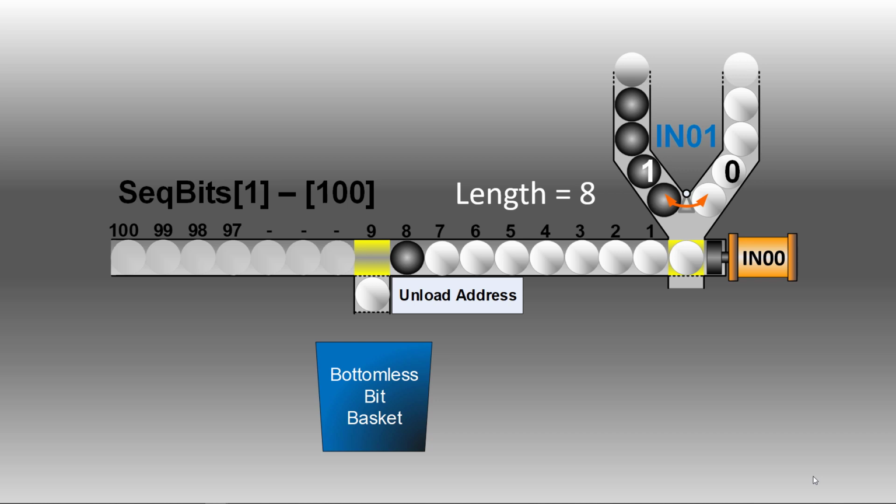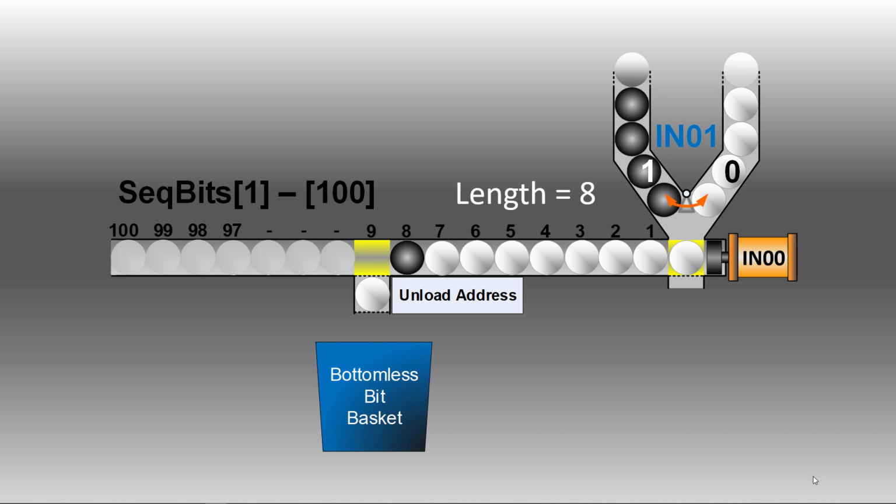You don't have that opportunity. So we created an array of 100 bits, Boolean data types, and we call it SEQ bits, sequence bits 1 through 100. And on the screen here, you see we have 1 through 100. Now, because we're working with a length of 8, in other words, we want to shift 8 bits, we're actually shifting sequence bits 1 through 8.